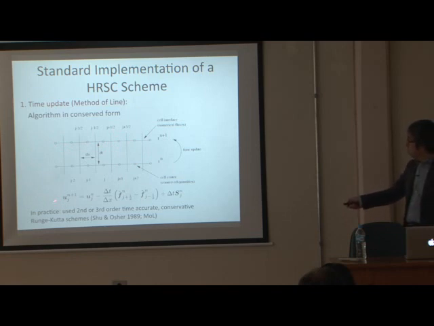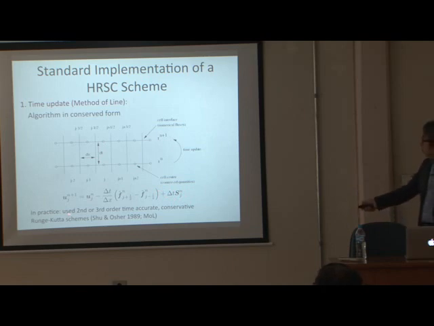U_j at n plus 1 is calculated from the original value U_j at n minus delta t over delta x times the flux information, correcting for the flux coming through the cell boundary, the cell interface position. Then, in addition, the source term evolves with time.